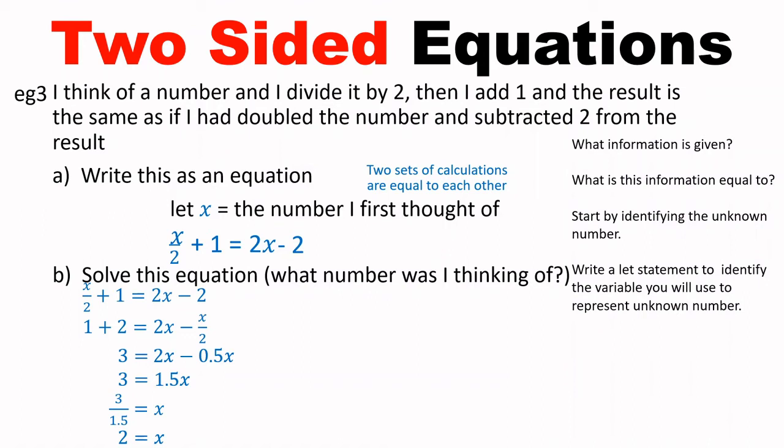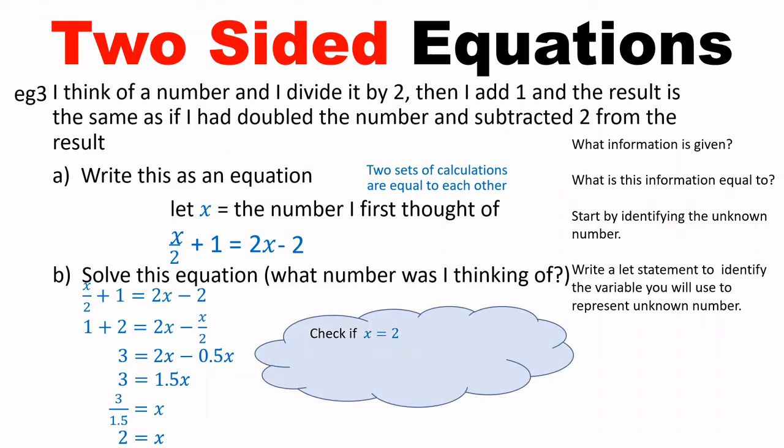Now I definitely want to do a check here because that was quite a difficult solve. So let's go ahead and substitute that back into the original equation to check if x is actually 2. If x is equal to 2, does that mean that 2 divided by 2 plus 1 is equal to 2 times 2 minus 2?